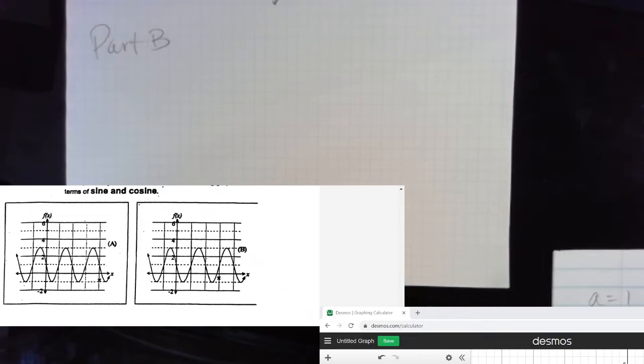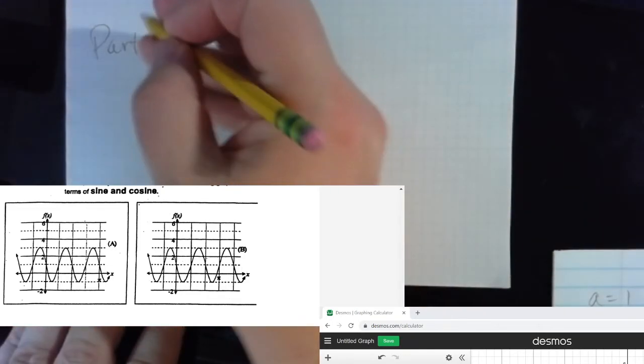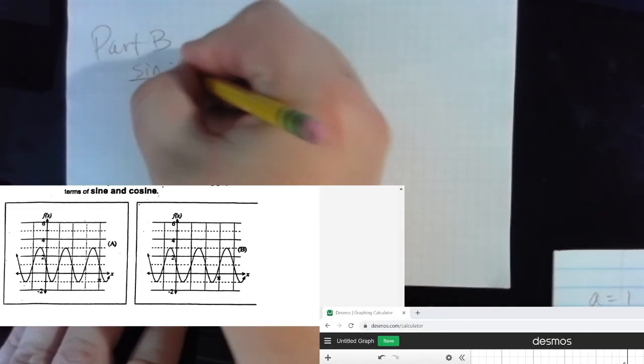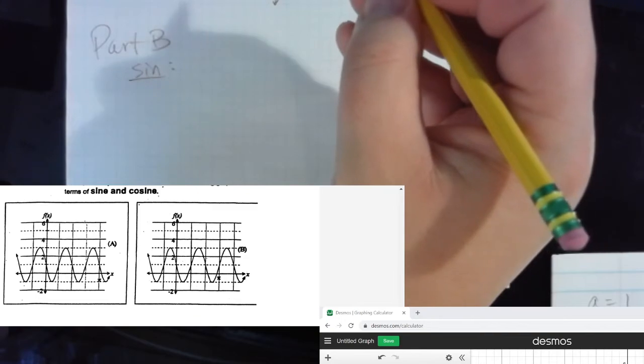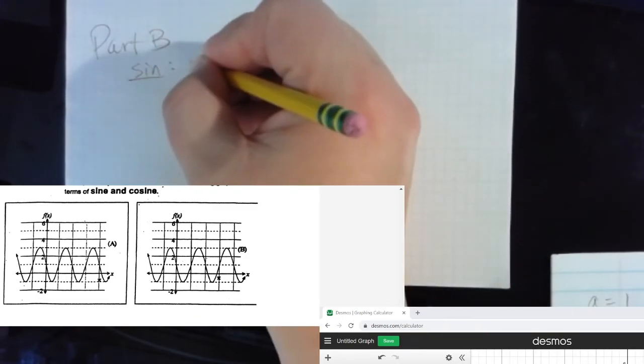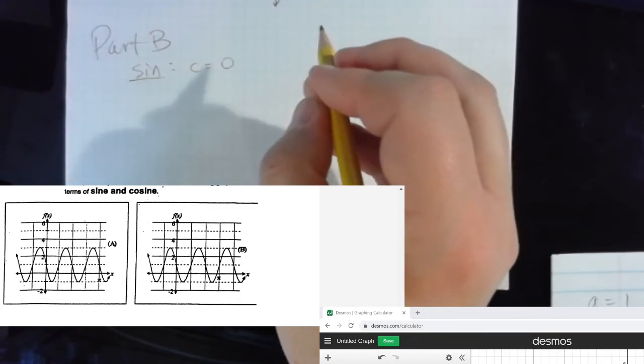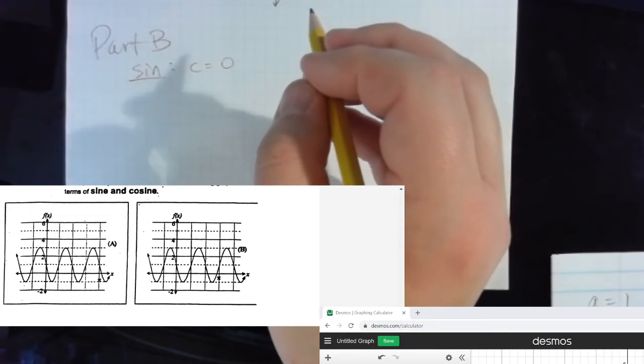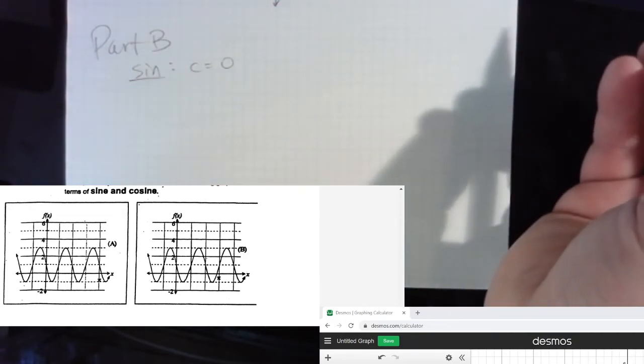How do I figure out what this is a graph of? All right, well, let's take a look at it and kind of think about it. Well, if it's going to be a sine graph, I'll do the sine first, then it actually has a C value of 0. Because notice it actually starts with its nodal point on the y-axis, which is what a normal sine curve does.